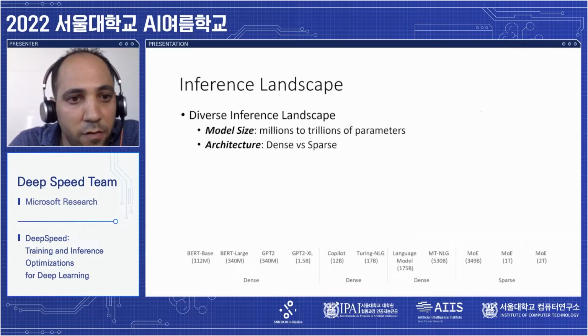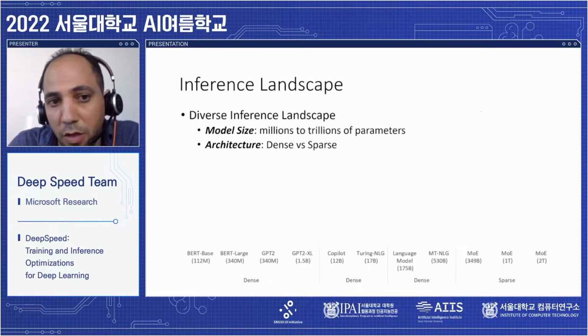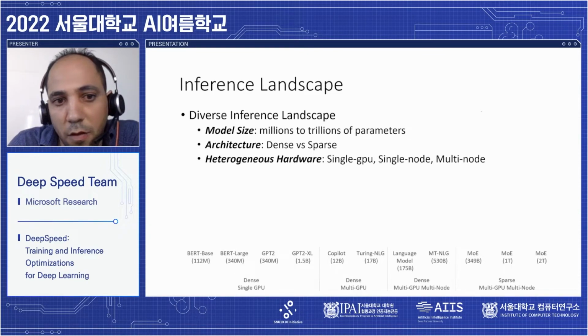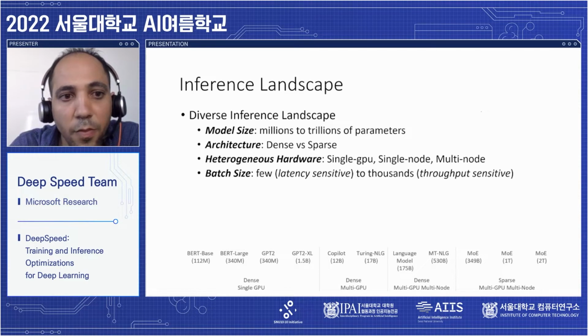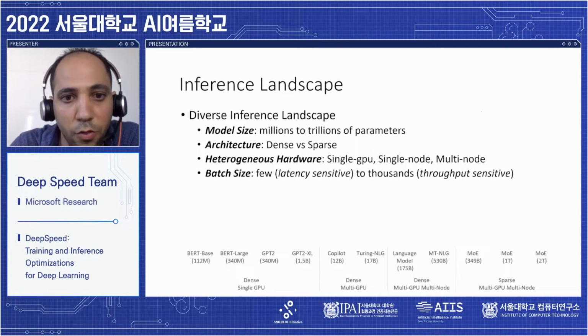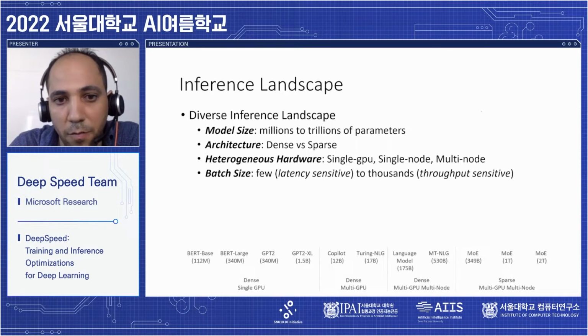And next, regarding the model architecture, it can be either dense or sparse for the new MoE architectures. And next, we have different hardware SKUs. It can be either single GPU, multi-GPU single node, or multi-GPU multi-node architecture. And regarding the batch size, the workload can be either latency sensitive with a small batch size, or throughput oriented with hundreds of requests at the same time.